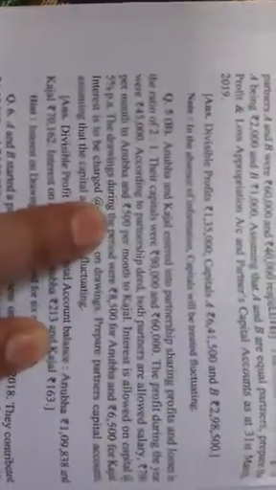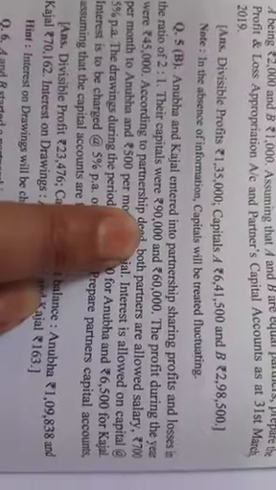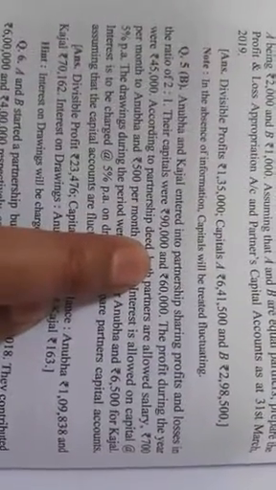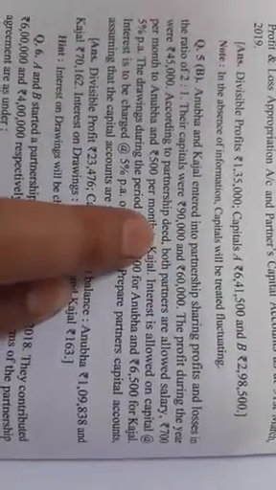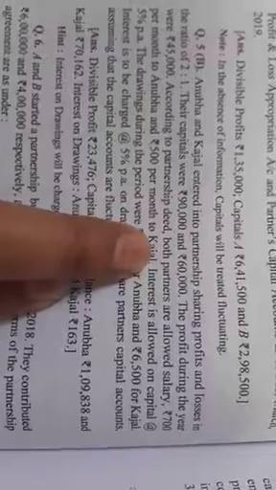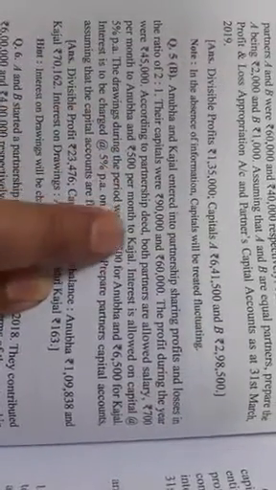Now I will take question number 5 B part of Goyal and Goyal, and first we will take the fluctuating capitals. The question runs as follows. Anubha and Kajal entered into partnership sharing profits and losses in the ratio of 2:1. Their capitals were rupees 90,000 and rupees 60,000. The profit during the year was rupees 45,000. According to the partnership deed, both partners are allowed salary, rupees 700 per month to Anubha and rupees 500 per month to Kajal.